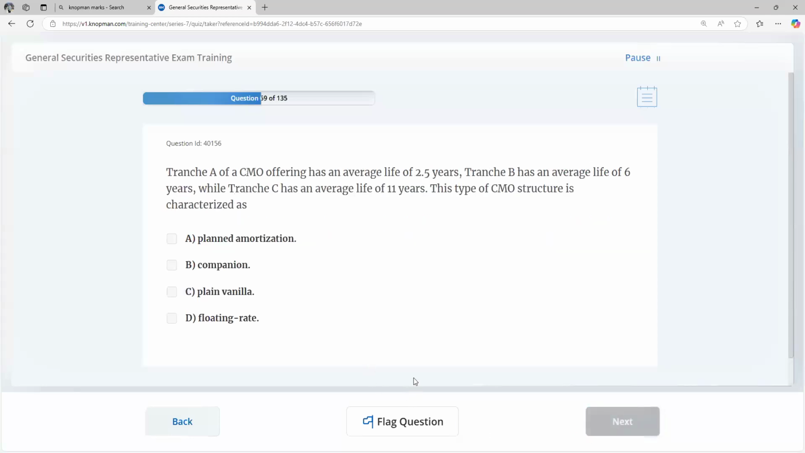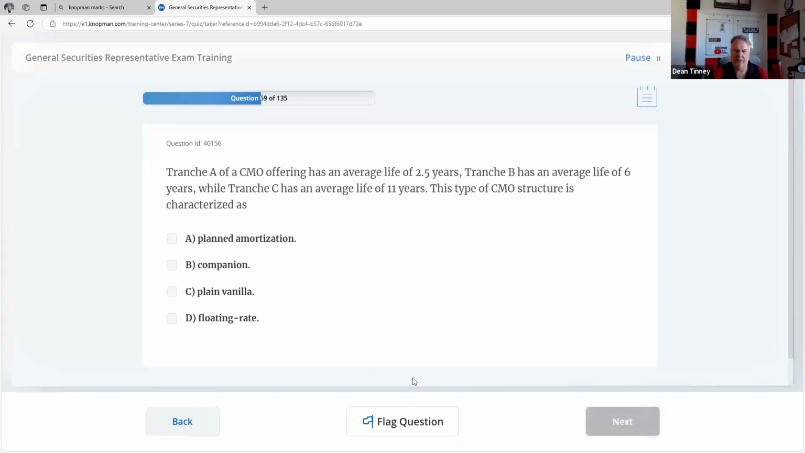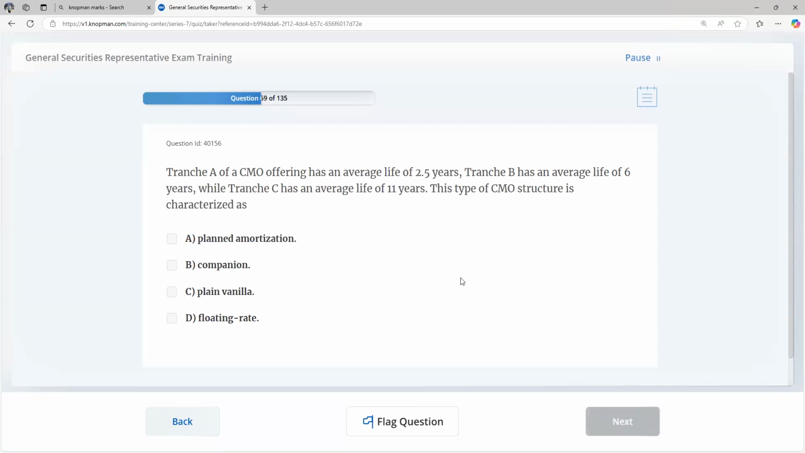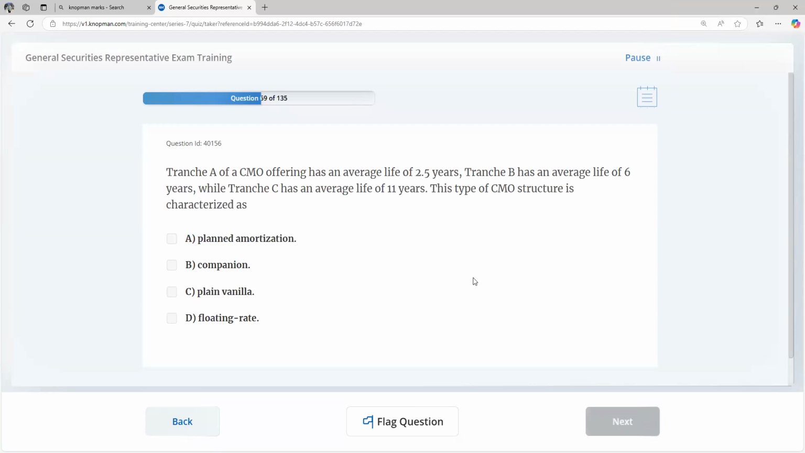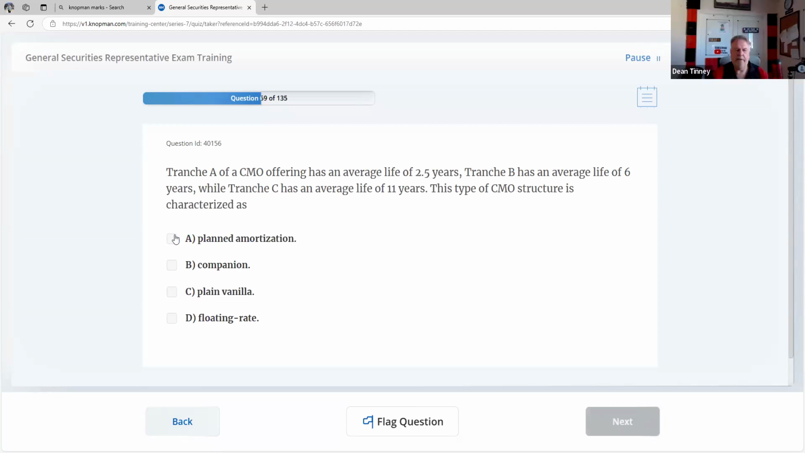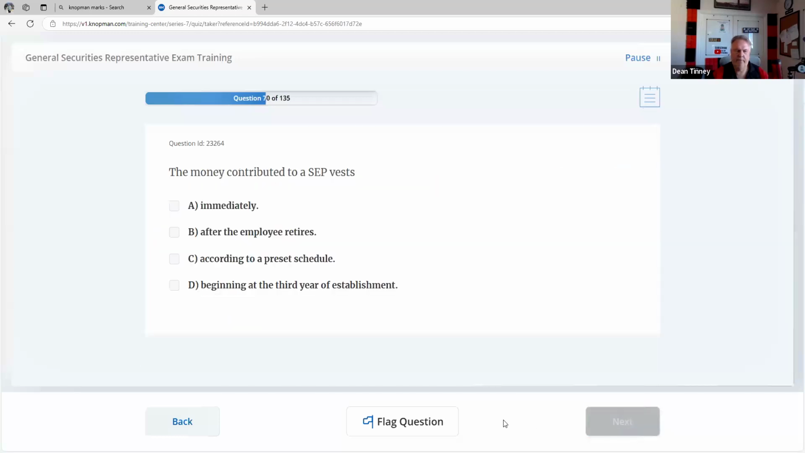A tranche of a CMO has an average life of 2.5 years. Tranche B has an average life of 6, while Tranche C has an average life of 11. This type of CMO structure is characterized as... I don't think it's plain vanilla. Yeah, I don't think it's floating rate either. No, I don't either. I'm going to go planned amortization. I think so. I think that's the best answer given the answer set.